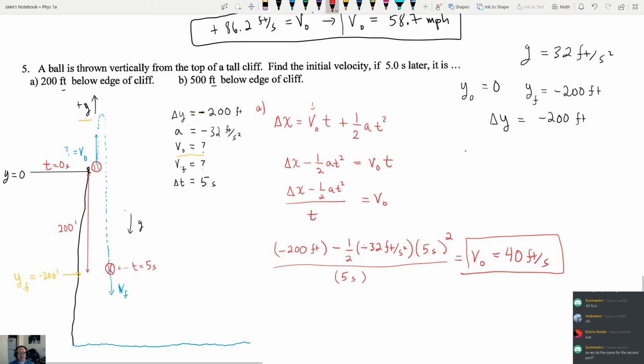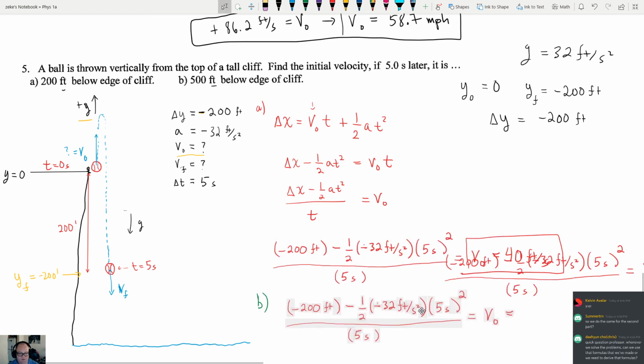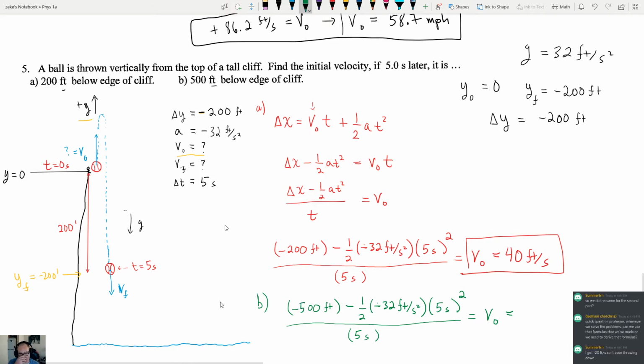Let's do the same thing for the second part, using green. Luckily for the second part, we only need to change one number, because the second part says 500 feet below the edge of the cliff. So we'll just change the 200 to a 500. And this will probably give us a negative answer now, right? All right, let's see here.